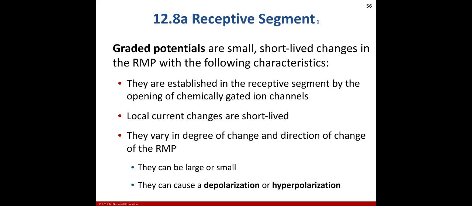Graded potentials are small, short changes in the resting membrane potential. And they have the following characteristics. One, they are established in the receptive segment by opening chemically gated ion channels. The current changes are local and short-lived. They vary in degree of change and direction of change of the resting membrane potential, which means it can be a large fluctuation or a small fluctuation. And they cause depolarization and then hyperpolarization.